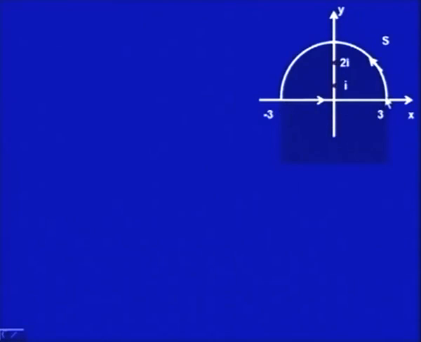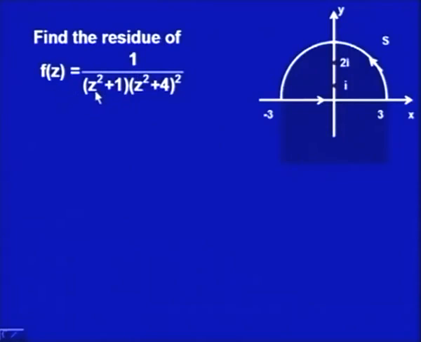So, we are taking a semicircle S from minus R to plus R. If I take it from minus 3 to plus 3, it would include both my poles of the upper half plane. Of course, here we have to take R to be a varying one. Now find the residue of the function 1 upon (z square plus 1) and (z square plus 4) whole square. This has poles at plus minus i and plus minus 2i. The poles at plus minus i are simple poles, but the poles at 2i and minus 2i are both poles of order 2.